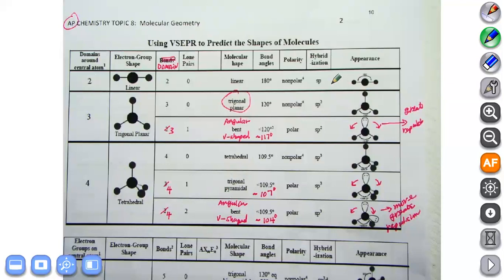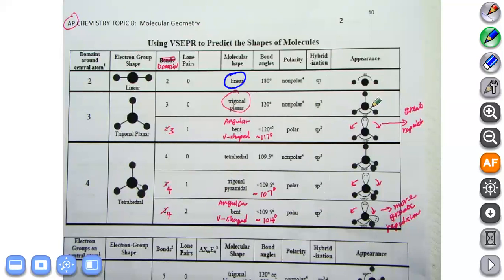2 would be sp hybridization around the central atom. Any 3 domains would be sp2. Any 4 domains would be sp3. We're not going to look at polarity now, and we'll be looking at that maybe tomorrow. So looking at the bond angles, let's look at 2, 0. It can only be 180. That's linear.